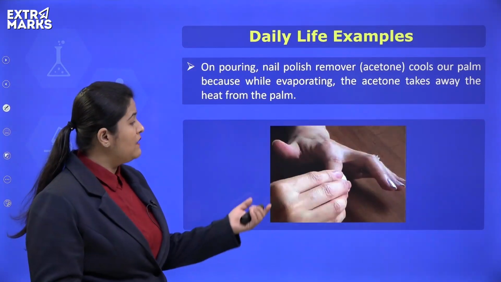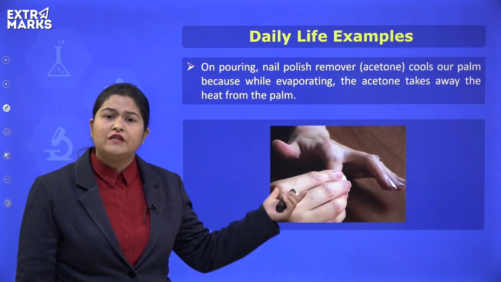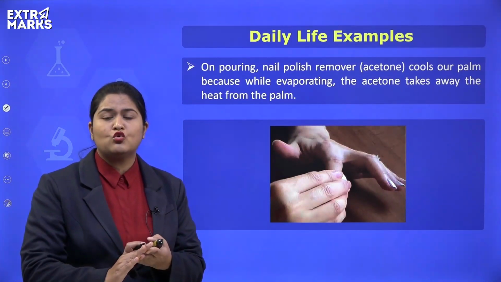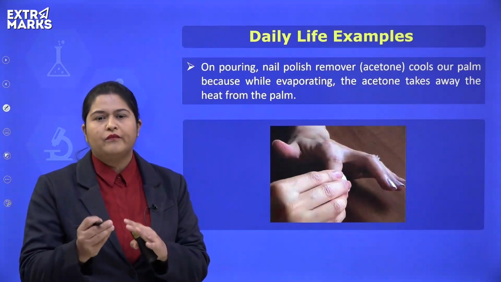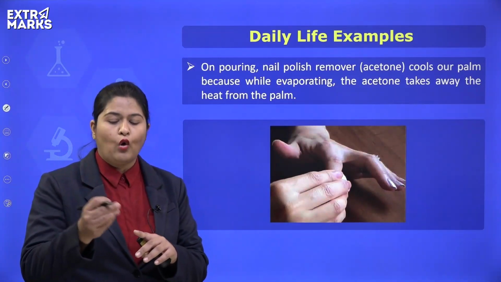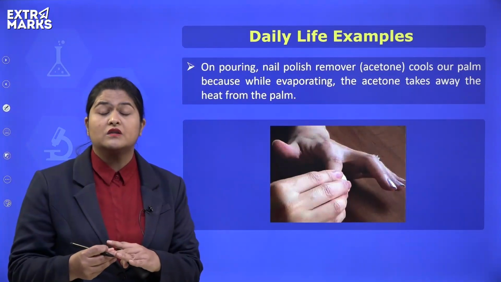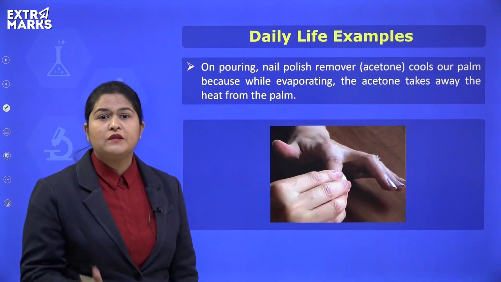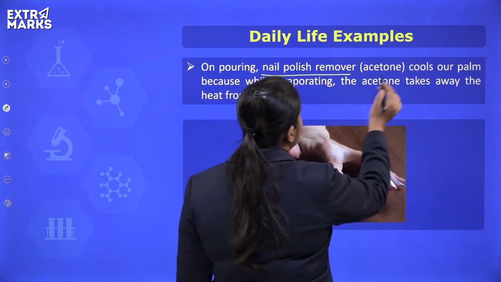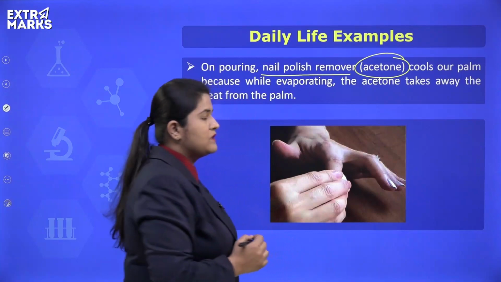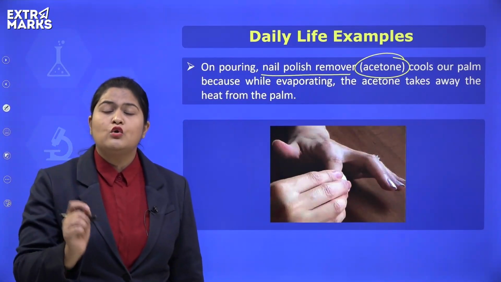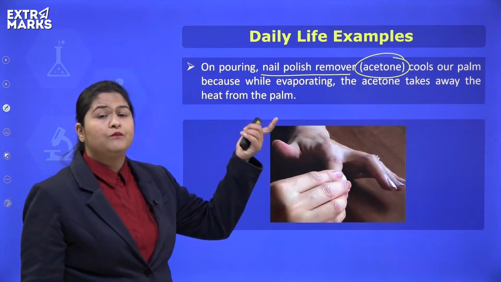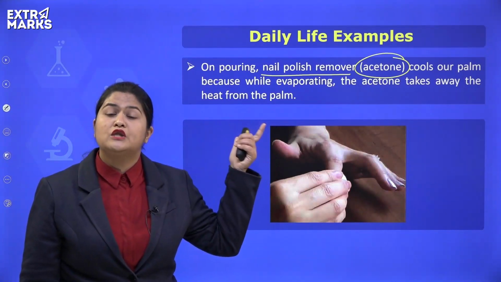Whenever we use nail paint remover, we suddenly feel a cooling effect. If it falls on our palm, it feels cool. Whenever that nail paint remover in the cotton touches the skin on our fingers, we feel sudden cooling. Why does this happen? Nail polish remover contains a chemical substance known as acetone. Acetone is highly volatile, its boiling point is very low, and hence it evaporates quickly.